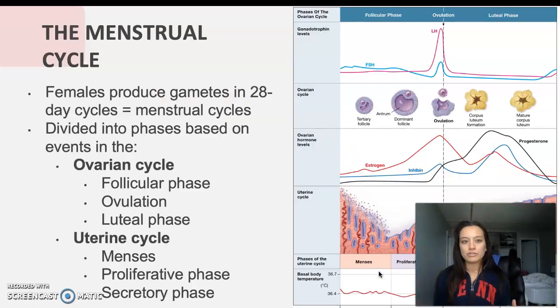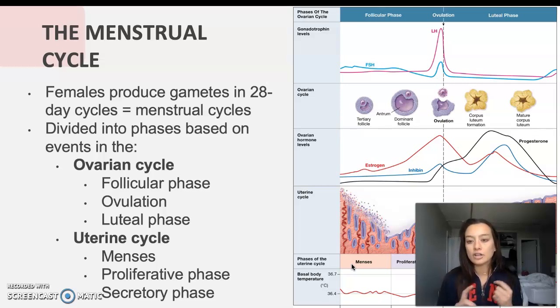So what is the menstrual cycle? Females produce gametes in a roughly 28-day cycle. It can be from 24 to 29 days, but normally it's about 28. And we refer to these as menstrual cycles because they're marked by a 3 to 7 day period of bloody uterine shedding, which is known as menstruation. The menstrual cycle can be divided into phases based on events in the ovary, so the ovarian cycle, and in the uterus, so the uterine cycle.